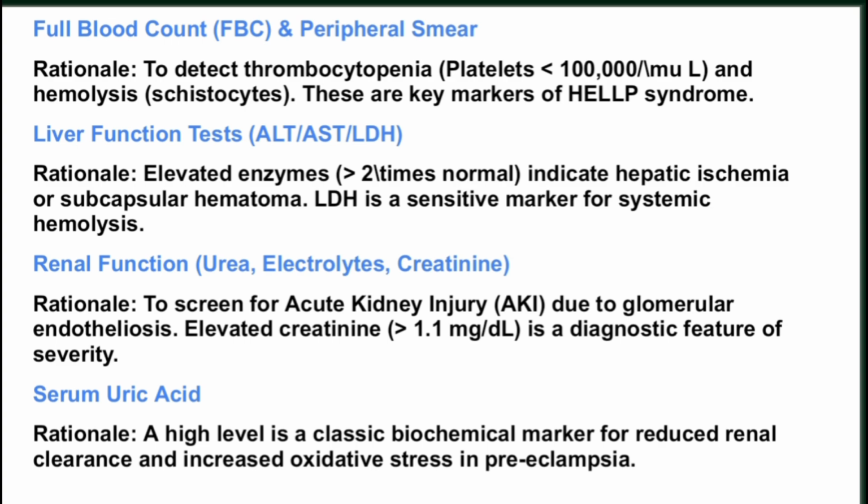We're also going to do a renal function test, and check urea, electrolytes, and creatinine to screen for any acute kidney injury due to glomerular endotheliosis, and also elevated creatinine, which is greater than 1.1 milligrams per deciliter, a diagnostic feature of severity. We're also going to check serum uric acid, which is a classic biochemical marker for reduced clearance and increased oxidative stress in preeclampsia.